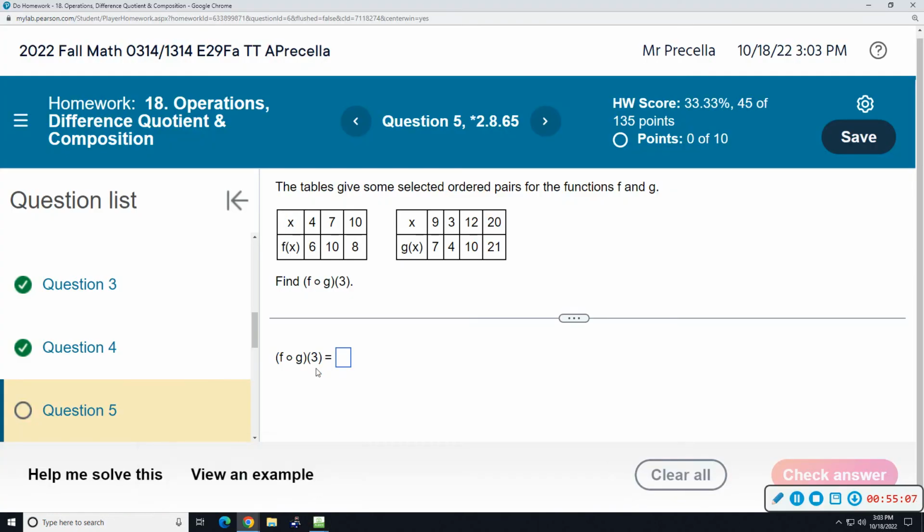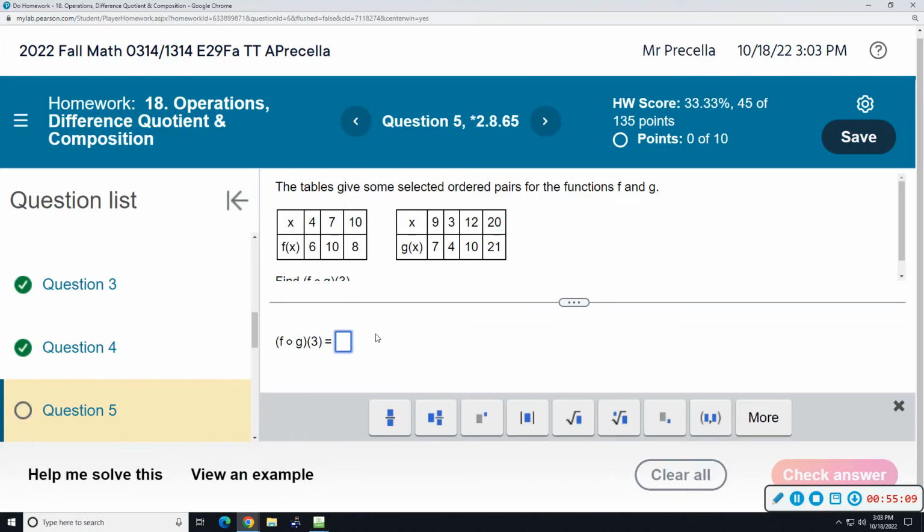So, I bet y'all can tell me these answers here. F composed with G of 3. What function do we use first? The G. G, 3 is assigned to 4, and then we do the F table, and 4 is assigned to 6. So the answer would be 6. That's right.